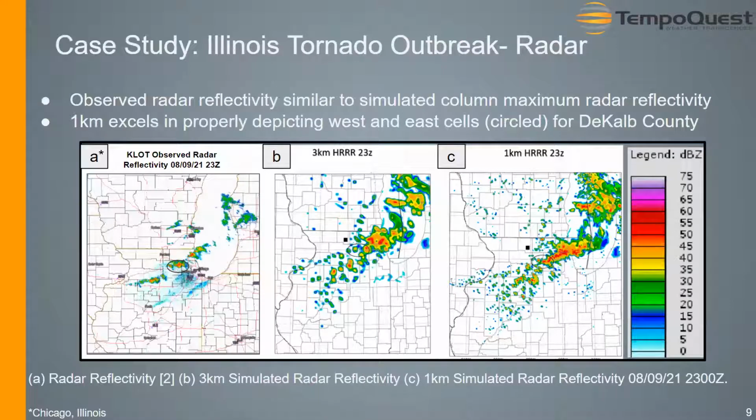Here we have the radar reflectivity. In panel A is the observed radar, and in panels B and C is the simulated column maximum radar reflectivity for the 3-kilometer and 1-kilometer simulations, respectively. Looking at the radar reflectivity, we note that the 1-kilometer excels in properly resolving the west and east cells, which are circled in black in each panel, that ended up spawning tornadoes in DeKalb County.